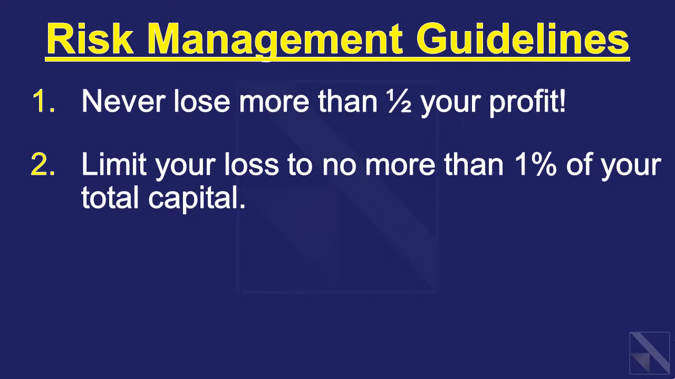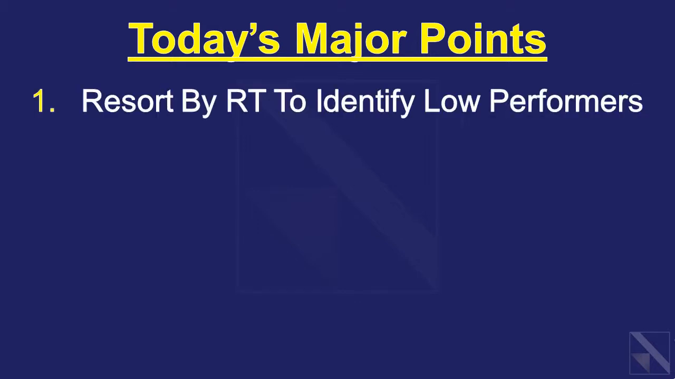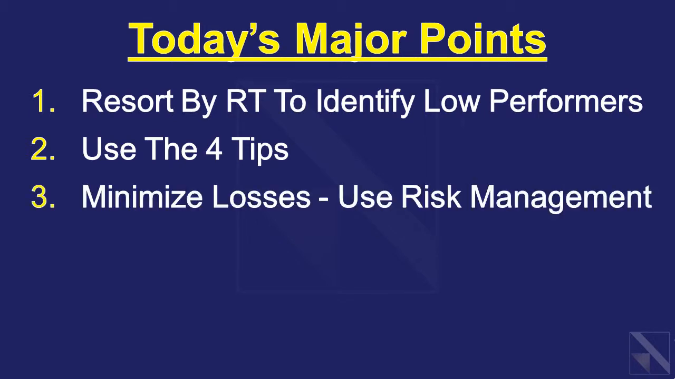All right, let's recap the major points from today, and then we'll talk about what you should do right now. The first thing is to resort your watch list by RT, so you can immediately identify those low performers. The next thing that we looked at was part of the second secret to making money with VectorVest, and that's to look at and read a graph. So we used the 4 tips to help determine when and what to sell. We then talked about how to minimize losses using risk management. So that brings us to what you should do right now.